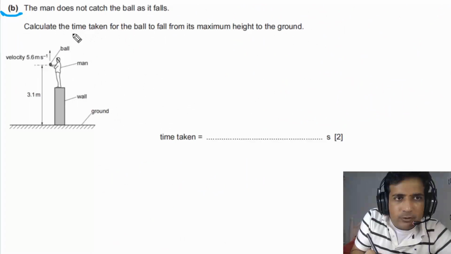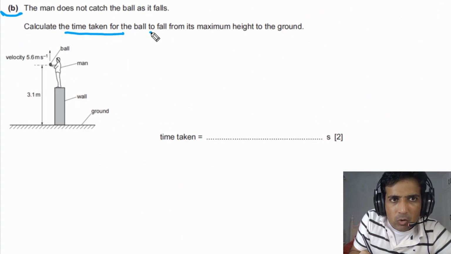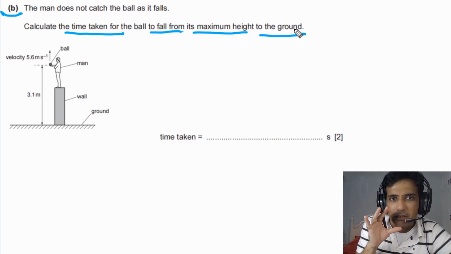For part B, we need to calculate the time taken for the ball to fall from its maximum height to the ground. So a very important point: you need to understand what you need to calculate.